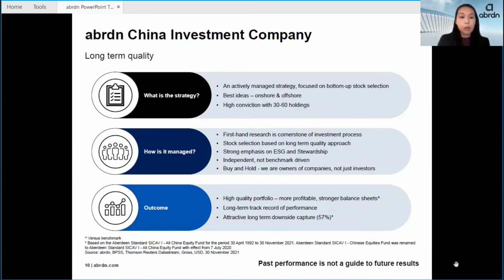The management of the fund is not benchmark driven. We make independent decisions, but we are benchmark aware and aware of the risks that we are taking. So as buy and hold investors, we don't only consider ourselves investors, but also as owners of the companies that we invest in. And as I mentioned, the outcome that we're going for is a high quality portfolio. And by high quality, we mean that at the end of the day, we want our companies to be more profitable than the index. We want them to have stronger balance sheets, less leverage, and higher returns. So we hope that the long-term track record of performance that we have across our Chinese equity strategies can demonstrate our capabilities in this area and our management of this investment company.